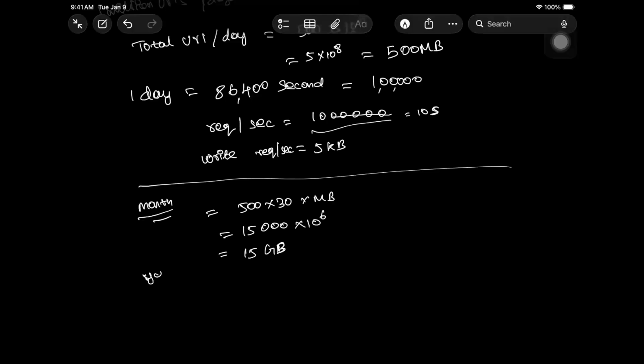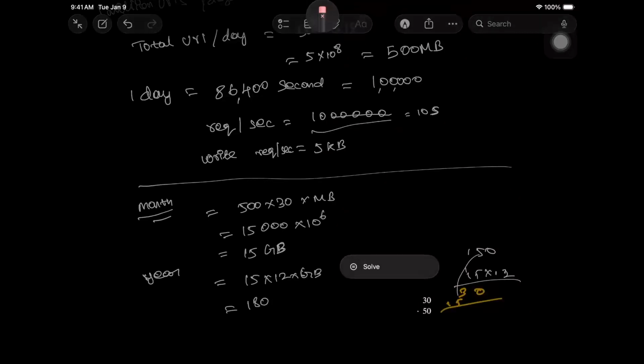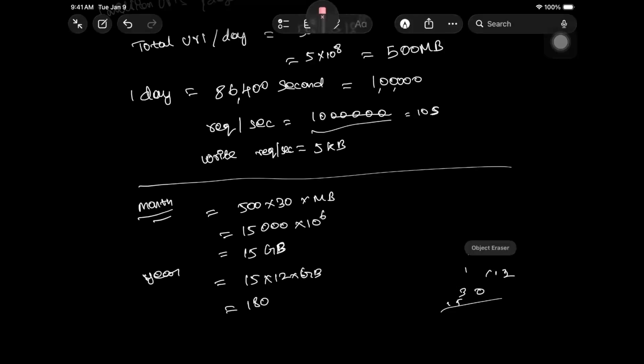Per year will be 15 into 12 GB, equal to 150 plus 30, 180. So 180 GB per year will be used. 180 GB per year. Okay.